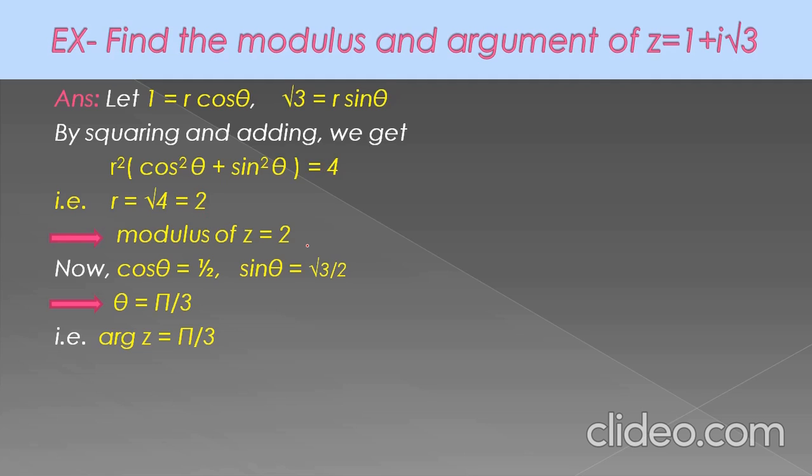Now we have to find the value of theta, that is the argument of z. Putting the value of r, we get cos theta equal to 1 by 2, and sin theta equal to under root 3 by 2. These values are at the angle pi by 3. So theta is equal to pi by 3, that is the argument of z is equal to pi by 3. In this way we can find the modulus and argument of z. So this completes all about complex numbers.